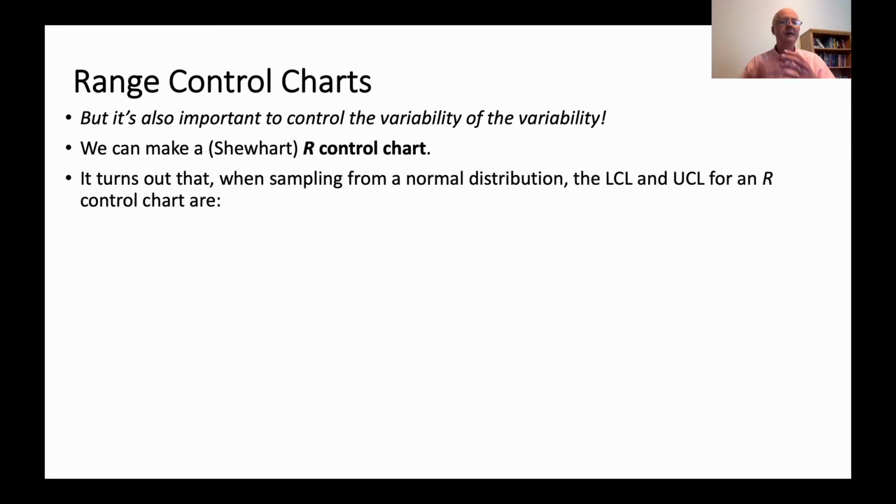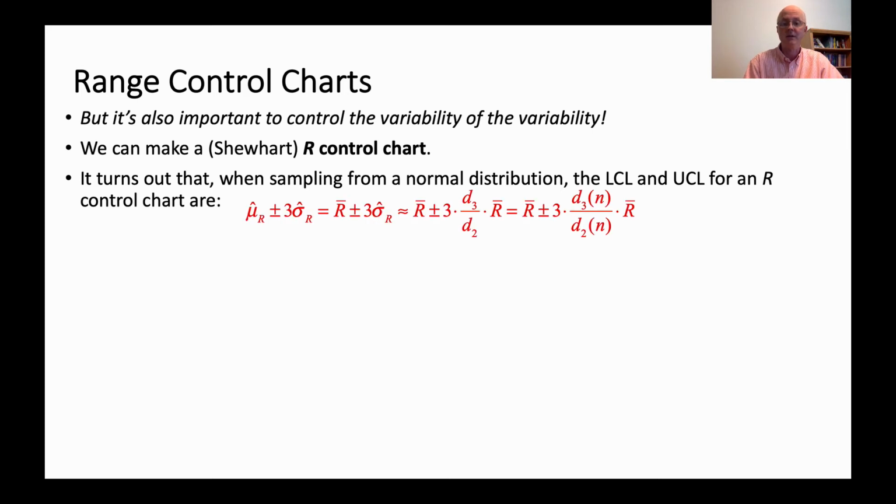Not going to go through all the theoretical details. I'm just going to jump right to the answer. Turns out, when sampling from a normal distribution, the LCL, lower control limit, and UCL, upper control limit for R, for an R control chart, are these numbers here. Mu hat sub R plus or minus 3 times sigma hat sub R. Mu hat sub R is an estimator for the mean of R, E of R. Sigma hat sub R is an estimator for the standard deviation of the sampling distribution of R.